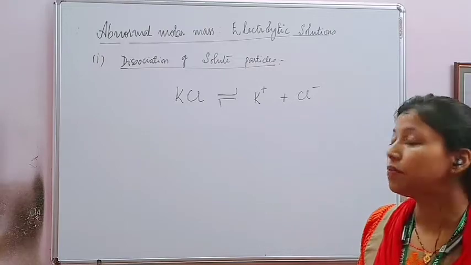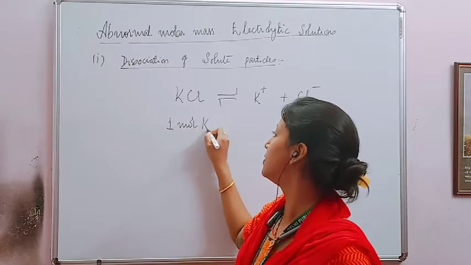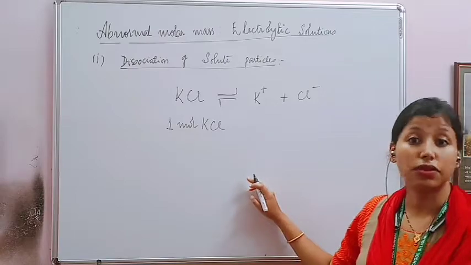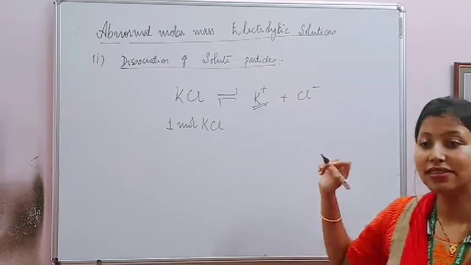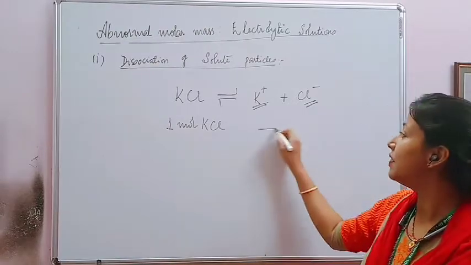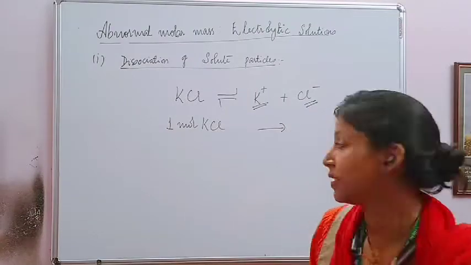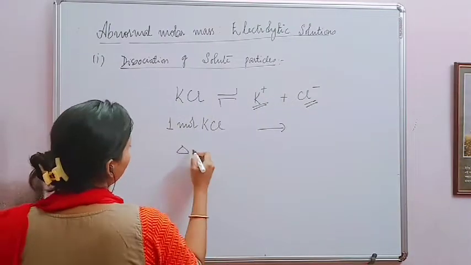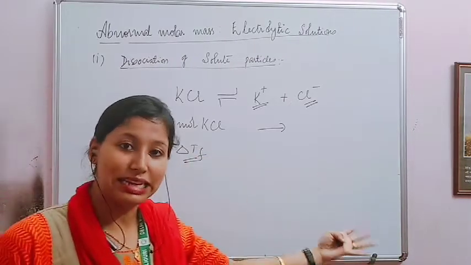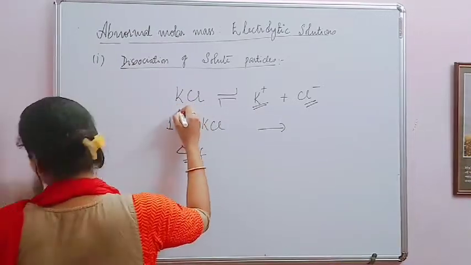Now, in this case, if you prepare a solution, if you start with 1 mole of KCl, you are expected to get 1 mole of K+ ions and 1 mole of Cl- ions. That means the number of particles after you have prepared the solution has increased. If particles increase, colligative property will, suppose I am taking temperature near freezing point, colligative property will increase.